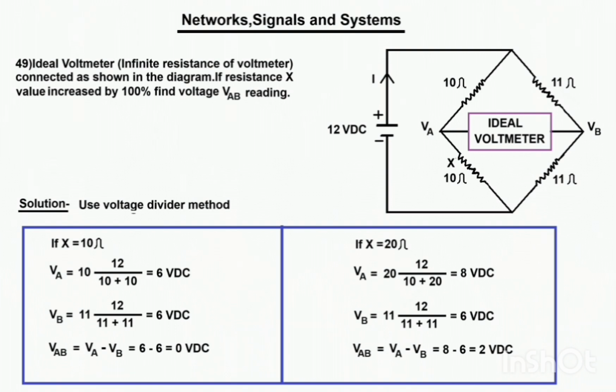If X increased by 100%, then X equal to 20 ohm, VA equal to 20 multiplied by 12 divided by 10 plus 20. So this equal to 8 volt DC, and VB equal to 6 volt DC. So VAB equal to VA minus VB equal to 8 minus 6 equal to 2 volt DC.